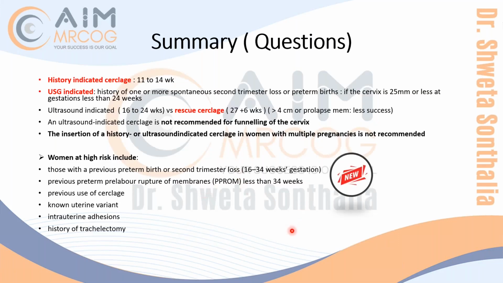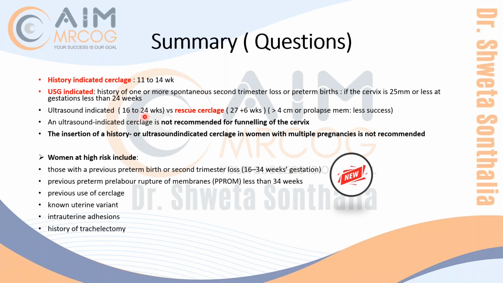Now, as I told you, how to make a summary is very important. So I just made this summary of cervical cerclage. I'm not teaching you all the things; how to make the summary is our main agenda today. So if you see, history indicated cerclage, I already told you, is 11 to 14 weeks. USG indicated: if she has a history of loss, you will monitor the cervix. If it is 25 or less, please remember it, not more than 25, equal or less, you are going to give the cerclage. Now, what is rescue cerclage?